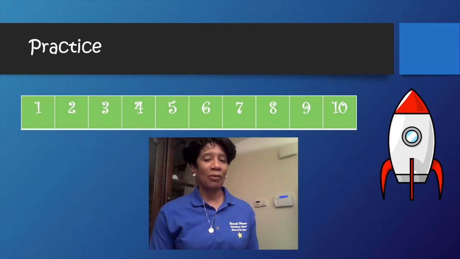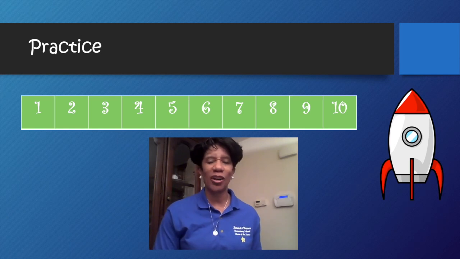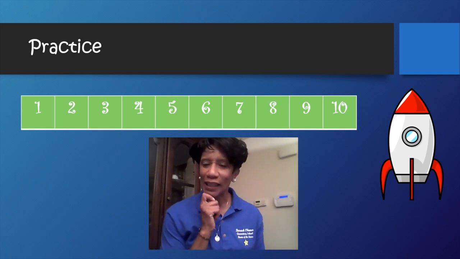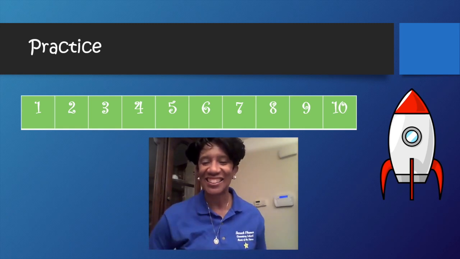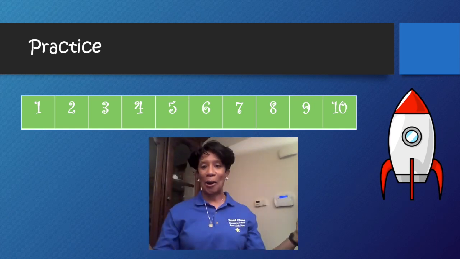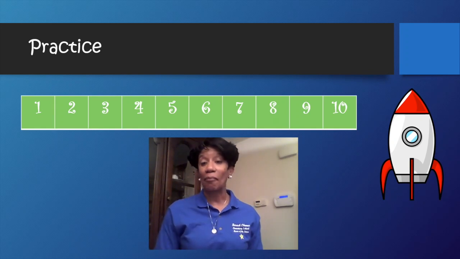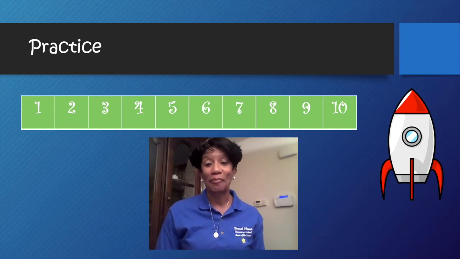So here's our last practice that we're going to do together. Remember when I said when we start at 10 and we count backward all the way to 1, it ought to make you think about something? That's right, it makes me think about a rocket ship and when it blasts off. So let's do one last practice together and see if we can't make our rocket ship blast off.